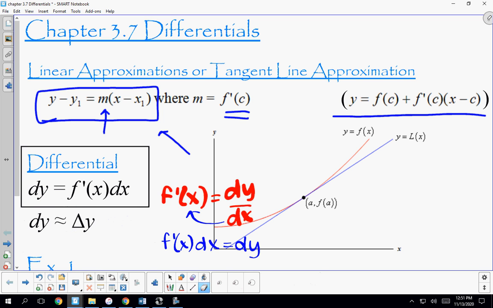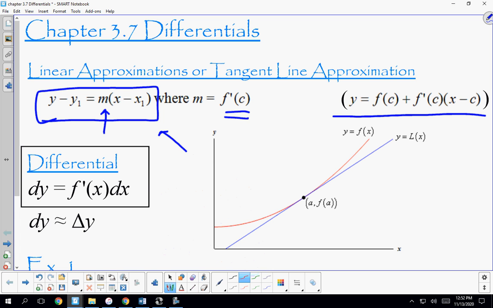So if I ask you to find the differential, differential meaning dy, all you have to do is take the derivative and take that dx to the other side and multiply by dx. We'll need to write our functions in this form when we go to integration, which is our next chapter.